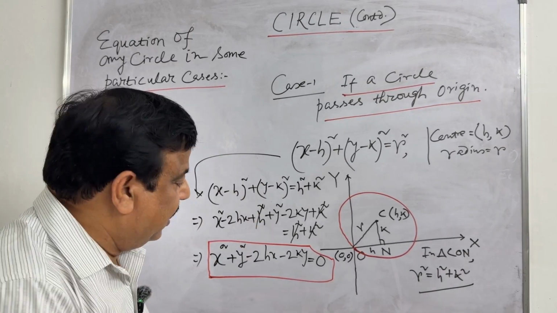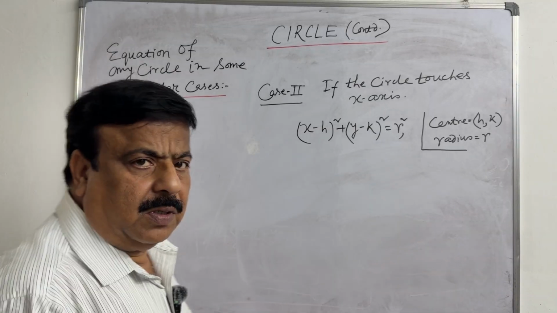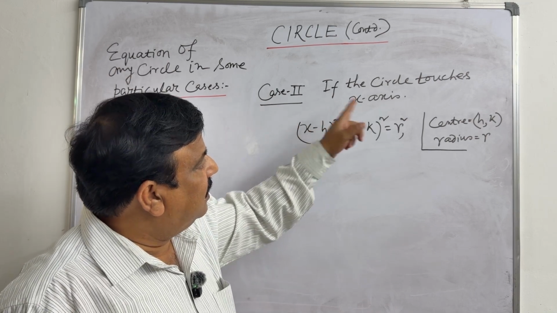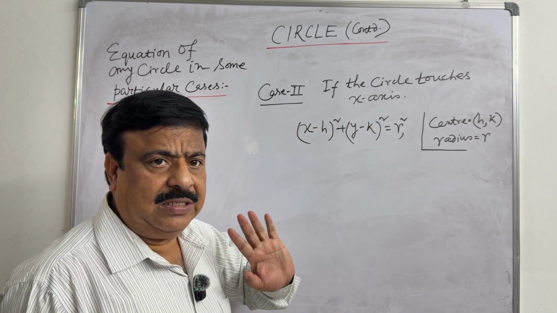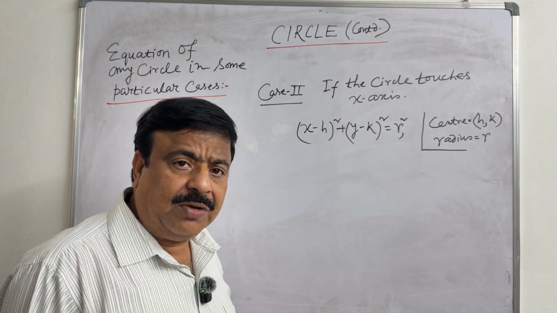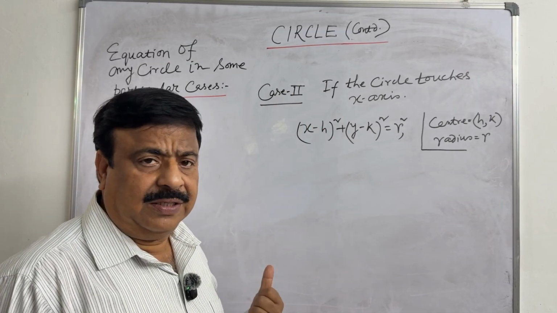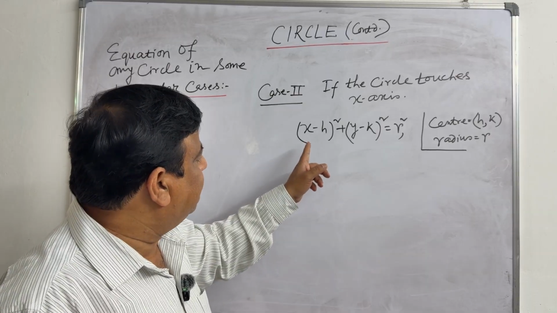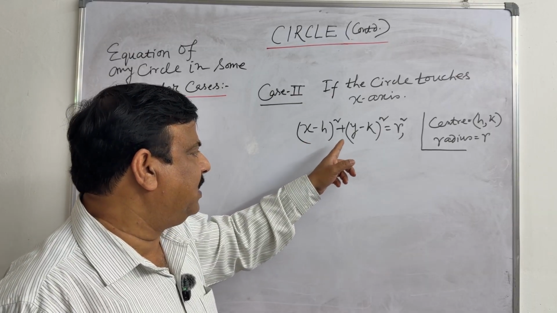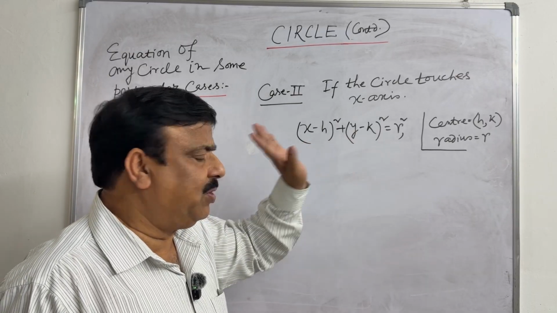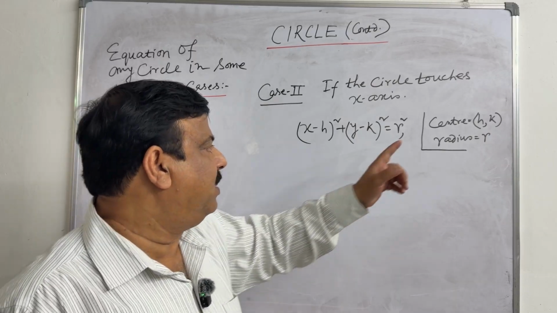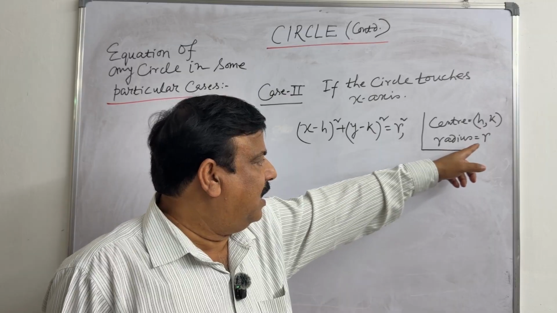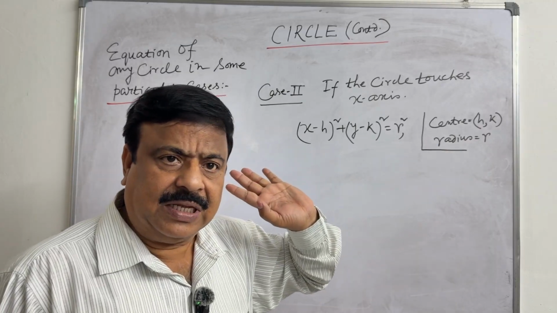Agree? Let's move on to the next case. This is case 2. If the circle touches the x-axis, then what will be the equation of the circle? Say the equation of the circle is the standard equation (x minus h) whole square plus (y minus k) whole square is equal to r square, where h, k is the coordinate of the center and r is the radius of the circle.